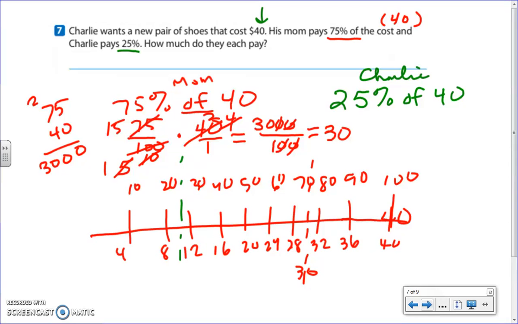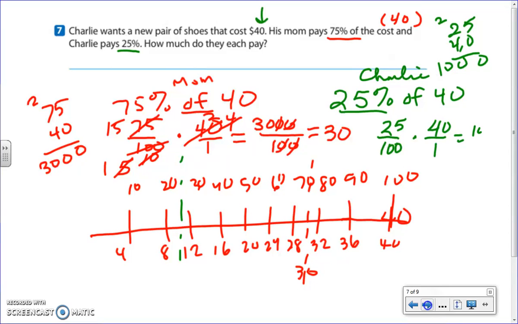I could do the same thing here. 25% could be represented as 25 over 100. Multiply by 40 or 40 over 1. 25 times 40 looks to me would make 1,000. 1,000 over 100 times 1 is 100. Get rid of my zeros. Looks like that would be 10, just like we decided.